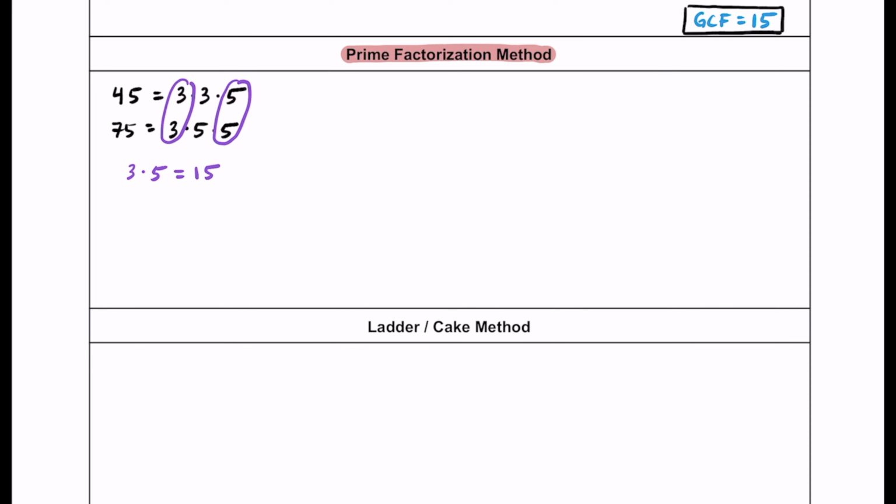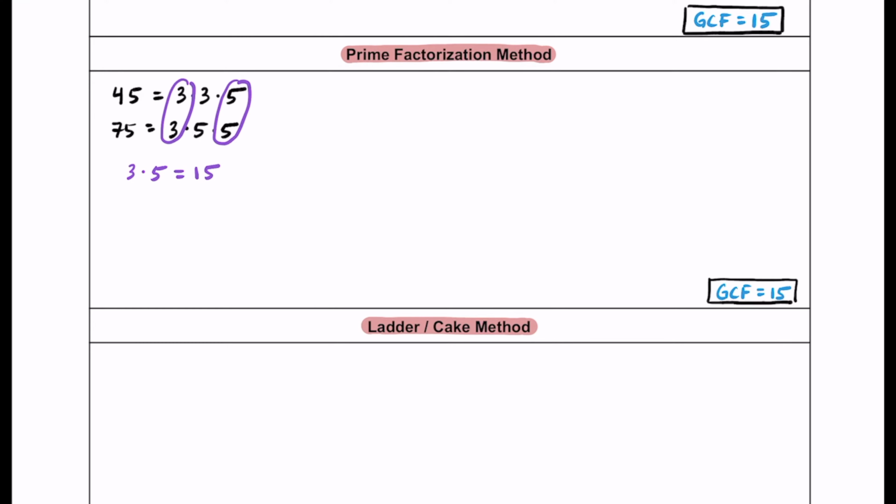And so we can also say that the GCF is equal to 15, but notice it was a little bit faster because we didn't have to list all the factors out and maybe miss one of them, right? We could just go straight to the prime factorizations and circle the ones they have in common and multiply them, okay? Finally, we have the ladder or the cake method.